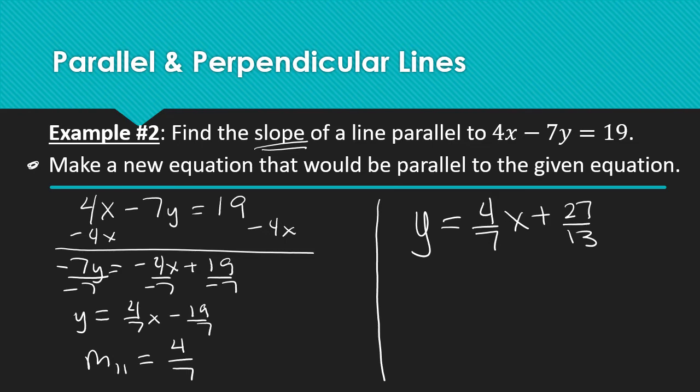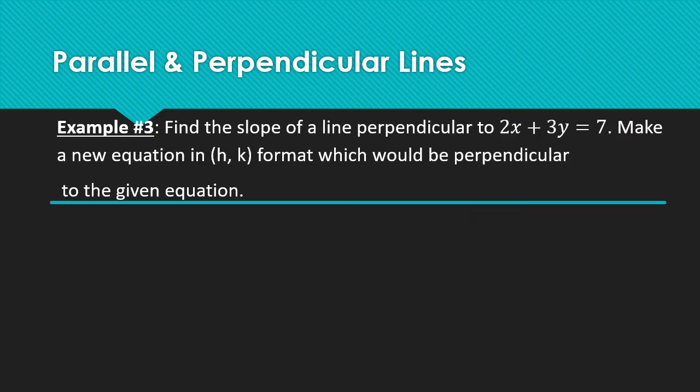There's an infinite number of answers. This number can be different for everyone. You could have written point slope. You could have written HK. It doesn't really matter. The only thing that is super important about this problem is that this slope right here is 4/7. All right, so now we're going to look at example 3.